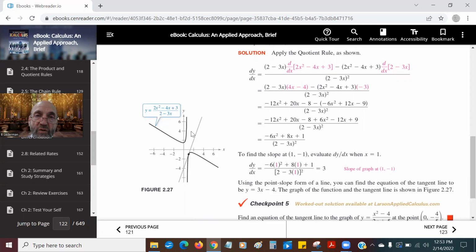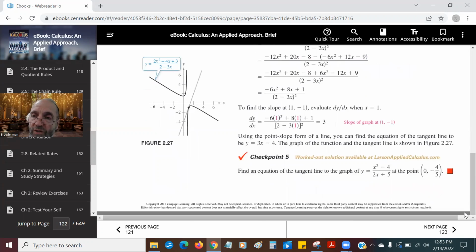And here is the function we're talking about. This is that big ugly kind of hyperbola-ish function, and that's the tangent line through the point 1 comma negative 1. So without calculus, there's no way to be able to do this problem. With calculus, it's just a matter of steps and crunching. Okay, moving forward.